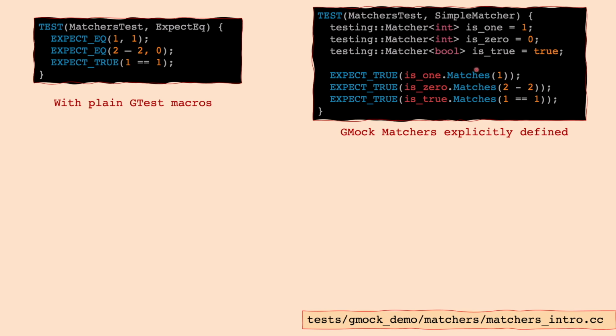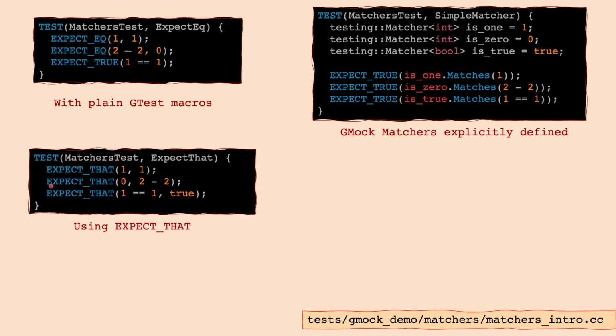So this is yet another way to check if an actual value is equal or matches the expected value. Google Mock provides one very powerful macro, which is called expect that. Expect that kind of works like expect EQ in the sense that it compares one value to another, but the other value can be a matcher. Let's see how that works.